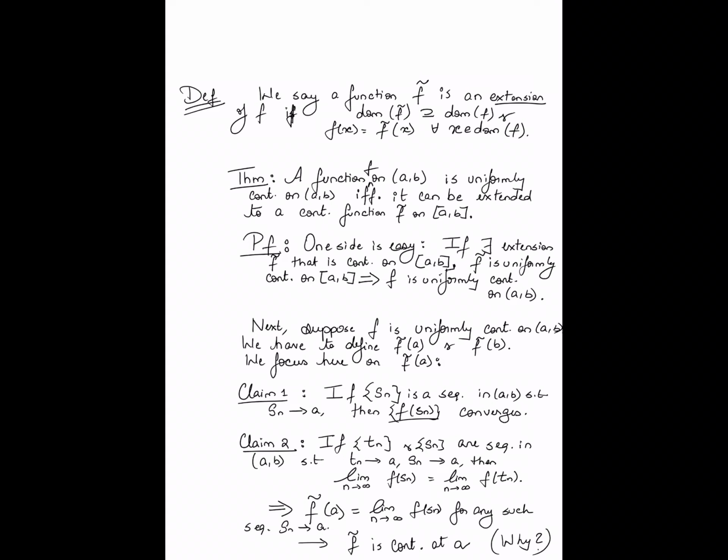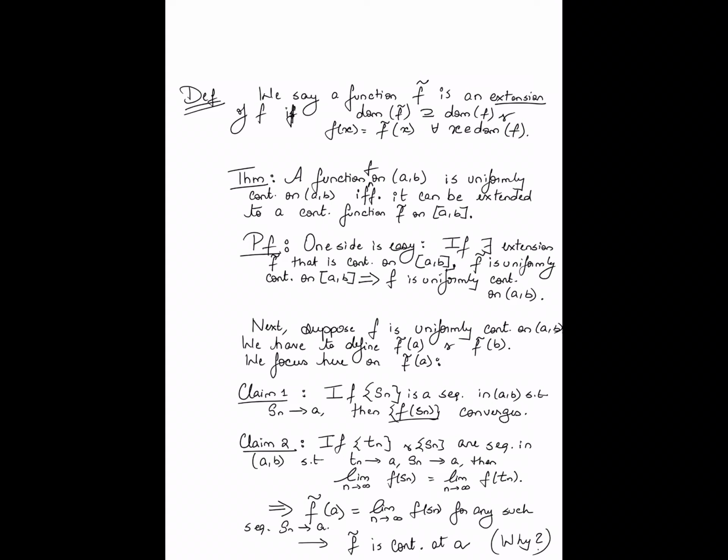That is, I haven't proved claim 1 and claim 2 yet, but my subsequent claim is that if these two claims are true, then in fact I can define the extension function at A to be the limit of any of these sequences, right? Sn, Tn, whatever, which converge to A. And the extension function defined in this manner is in fact continuous at A. Why is it continuous at A?